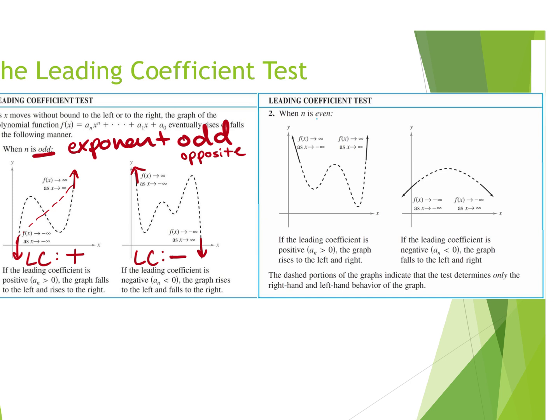Now when n is even, they are going to go in the same direction. So when your exponent's even, they go in the same direction. Think about it like an x squared graph. Your arrows either both go up or both go down, if you have a parabola that opens up or opens down. So if a is positive, meaning our leading coefficient is positive, both of our arrows are going to go up. If our leading coefficient is negative, both of the arrows will go down when it is an even exponent.